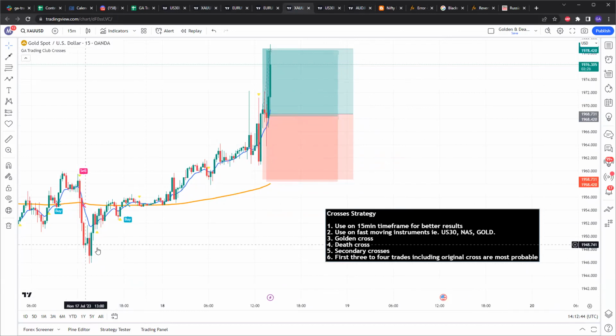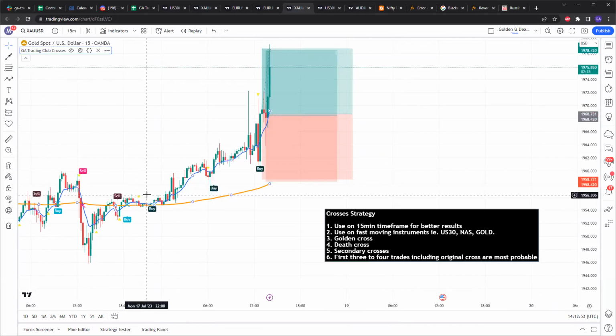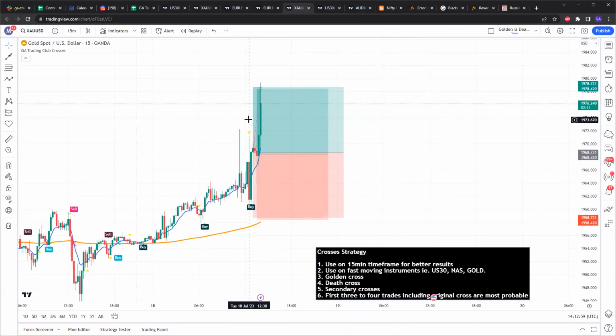First 3 to 4 trades. If this trade right here was the 5th trade, I wouldn't have taken that trade on gold as much as it maybe would have hit TP. But what did I do? I just counted 1, 2, 3, 4. And then I just looked for another re-entry.